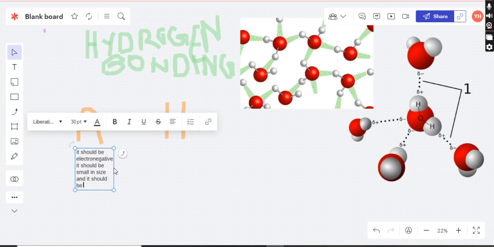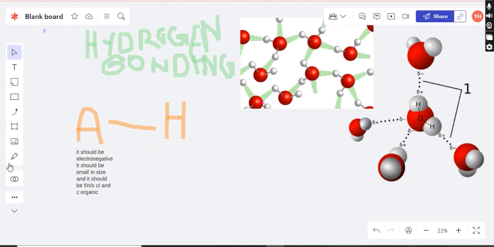It can be fluorine, nitrogen or oxygen, and it can also be chlorine and carbon, but only in the case of organic compounds. Remember in mind that it can be chlorine and carbon only when we are dealing with organic, right? So keep this in your mind.